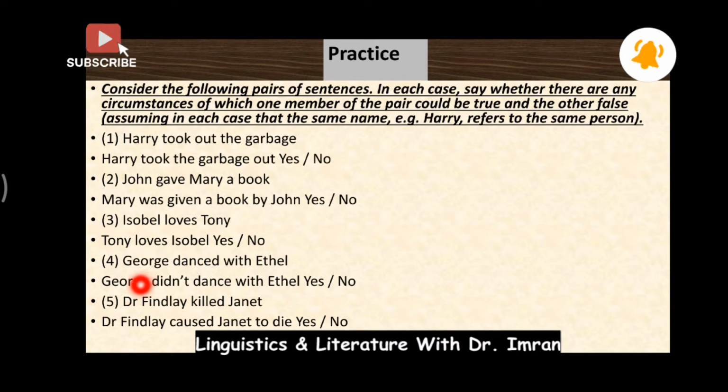Example number 5. Dr. Findlay killed Janet and Dr. Findlay caused Janet to die.